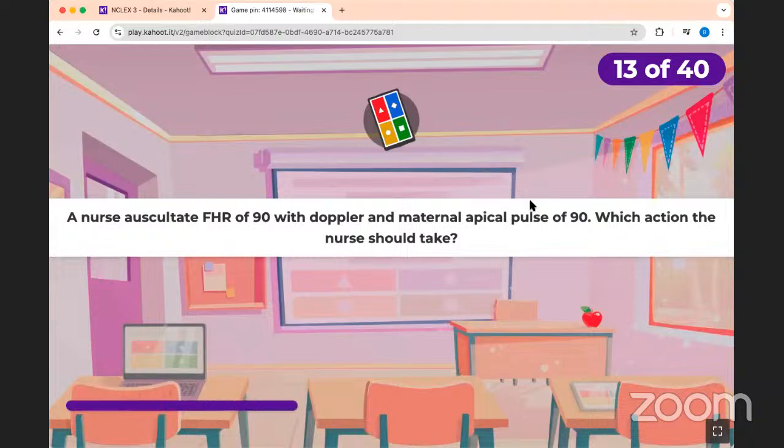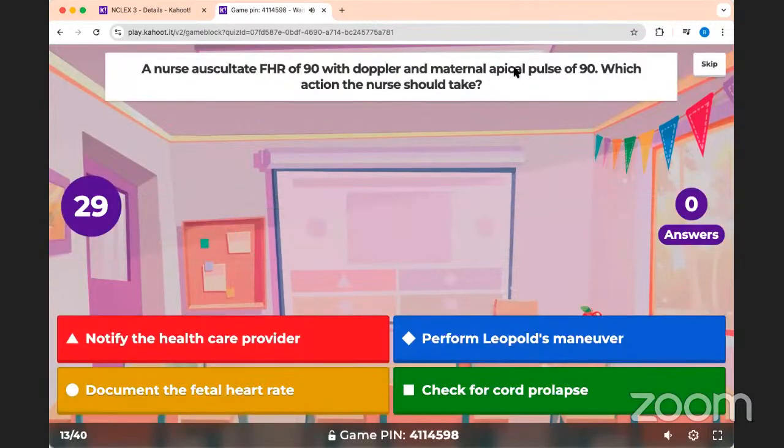And next, auscultate fetal heart rate of 90 with the Doppler. And the maternal apical pulse is also 90. Which action should the nurse take? Once again, baby heart is 90. Mommy heart is also 90. What would you do? Concept, concept, concept. If you know it, it will pop out like a candy. What is the concept?